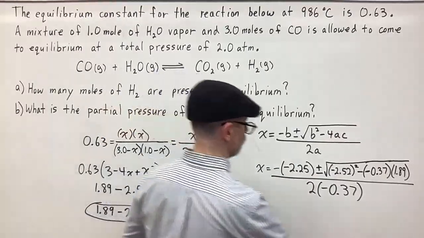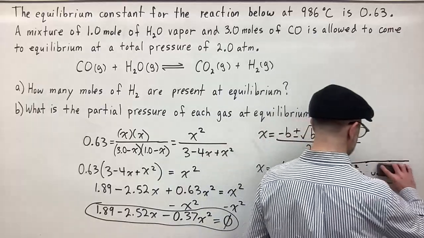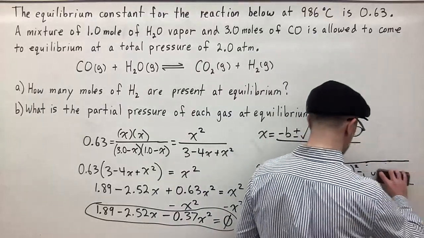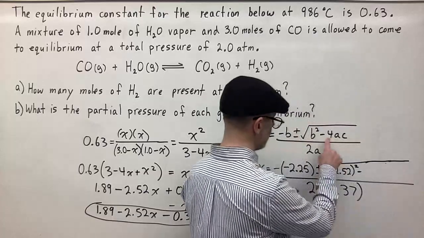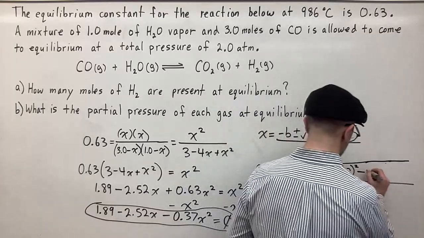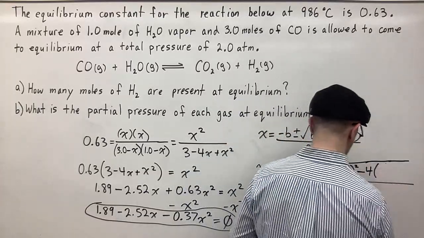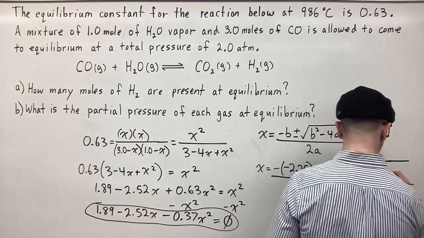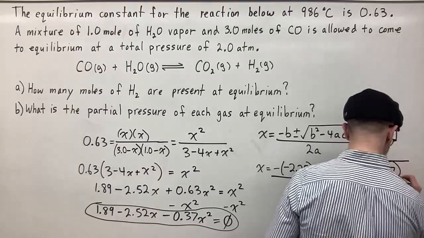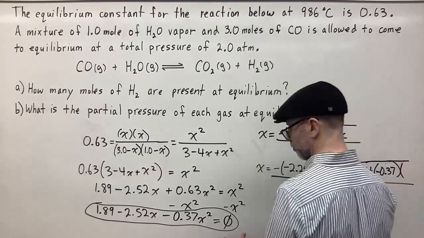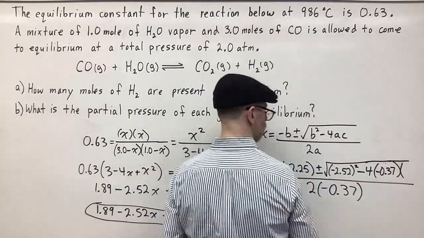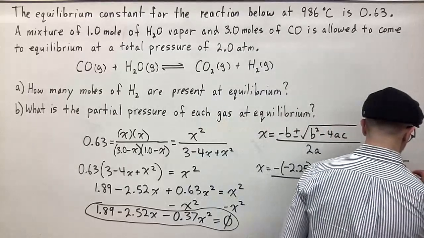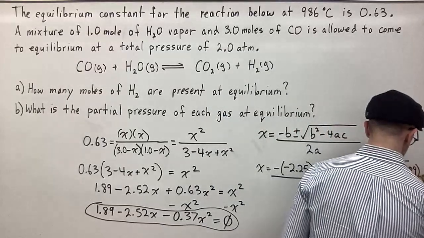Oops, I forgot. I almost made a silly mistake here. I forgot the 4 in my formula. I forgot that 4 there. So that's going to be 4 times a, negative 0.37 times, and then we have C, 1.89.